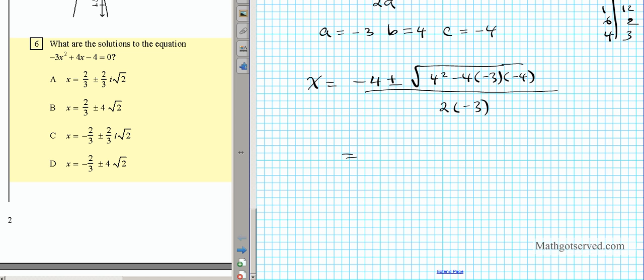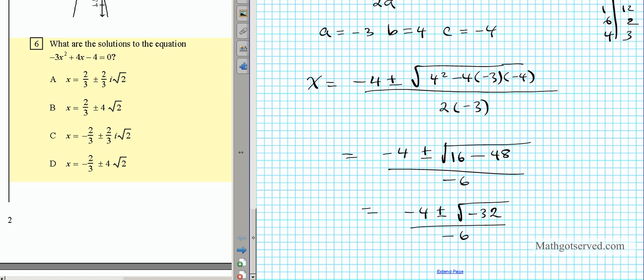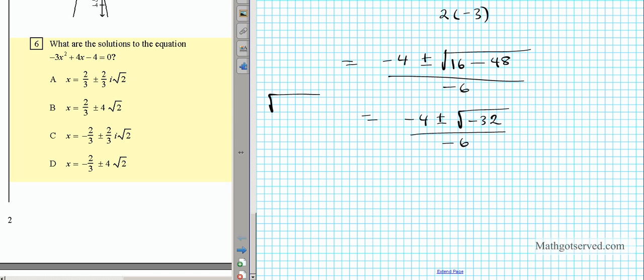All right, let's simplify that. We're going to have negative 4 plus or minus the square root of 4 squared, 16 plus, actually it's going to be minus because we have 3 minuses. And if you work out all the minuses, you end up with a minus. So minus 4 times 3 is 12 times 4, 48, over negative 6. All right. That simplifies into negative 4 plus or minus the square root of, subtract 16 from there, we have negative 32 over negative 6. Okay.